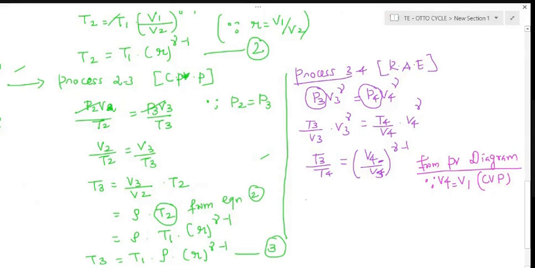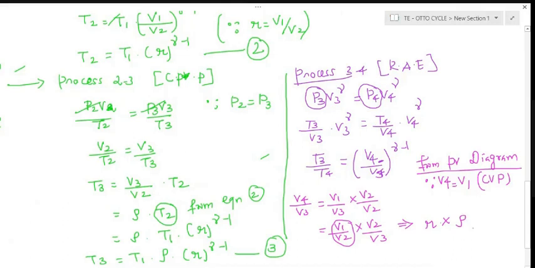So see here, V4 by V3 is equal to, instead of V4 we can substitute V1 divided by V3. Multiplying with the term V2 divided by V2 to simplify, you can rearrange the equation as V1 divided by V2 into V2 divided by V3. Instead of V1 by V2 we can substitute the compression ratio, and V2 by V3 is nothing but the cutoff ratio, right?